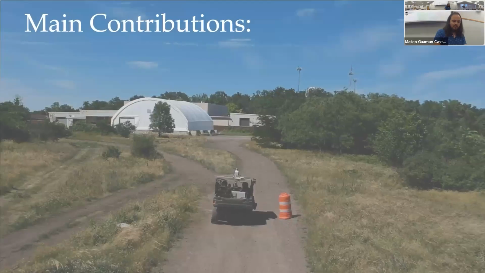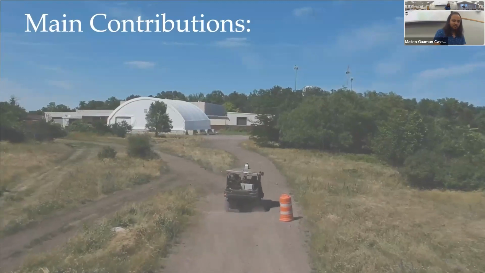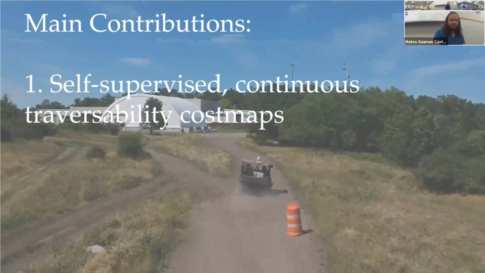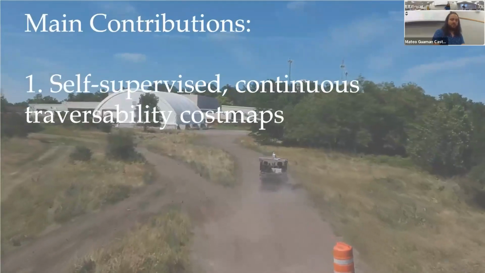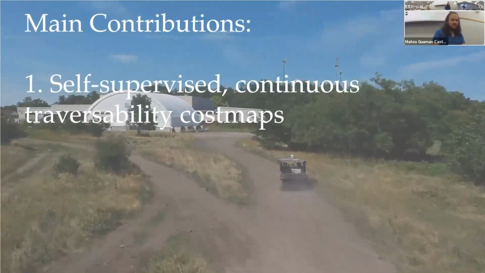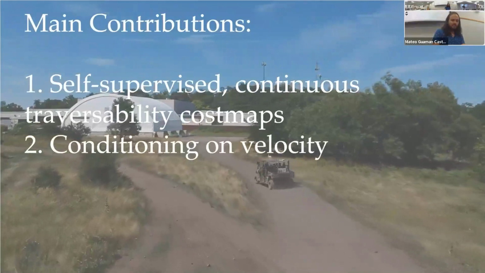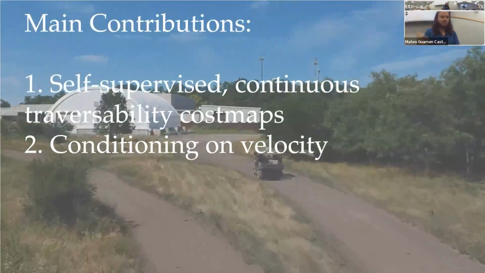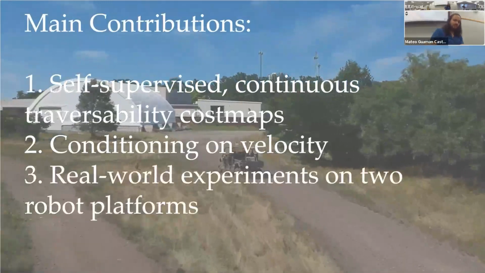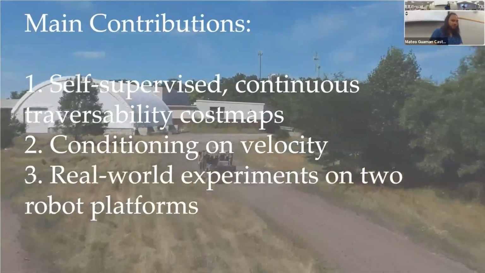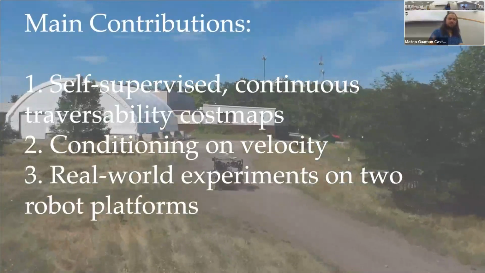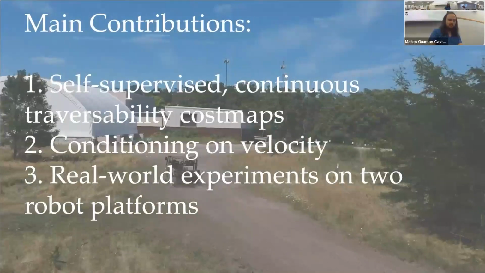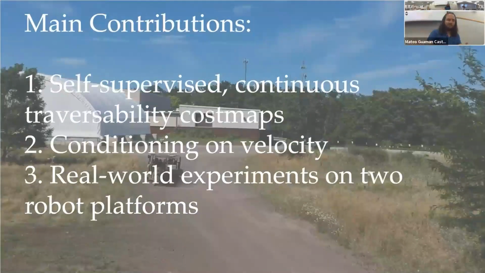So just to introduce our main contributions, one of them is that we're able to learn a network that predicts self-supervised continuous traversability costmaps. We also demonstrate that we can condition on velocity and that this actually makes a difference in what type of costmaps you predict. And the last one is that we actually show this on 2 different robot platforms, different environments, and different configurations in terms of navigation stacks.